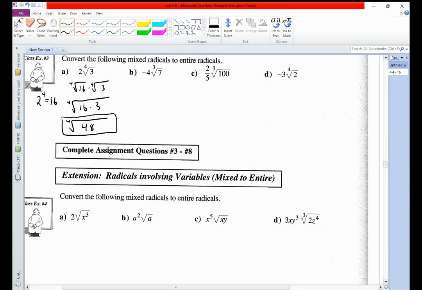Okay, now we have -4 multiplied by the cube root of 7. So I can say 4 cubed, and that will be 64. So then I can convert that -4 into negative cube root of 64. Oh, wait. Oh, no, that works. And that's multiplied by 7.